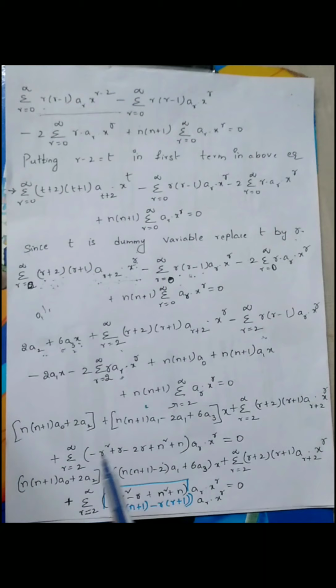We simplify this term. In these two, n square and n, we take common n, and r minus 2r means it's minus r. In this minus r and minus r square, we take common r. So finally this term changes as sigma r equals 2 to infinity of n into (n plus 1) minus r into (r plus 1), into a r into x power r, is equal to 0.